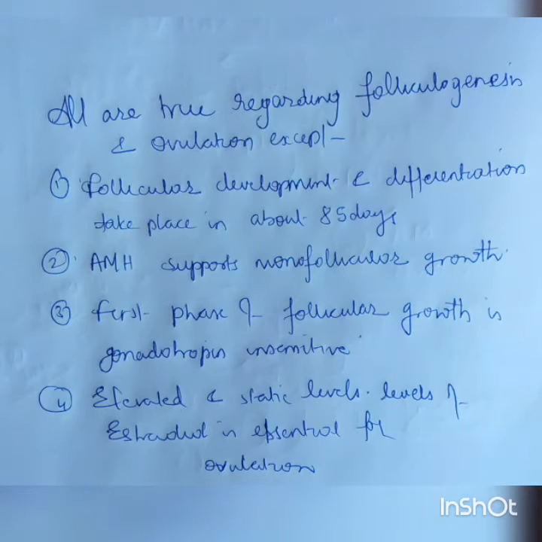To end the talk, I want to discuss with you an MCQ that details the entire menstrual cycle. All are true regarding folliculogenesis and ovulation except: point number 1, follicular development and differentiation takes place in about 85 days. I think we have seen this.